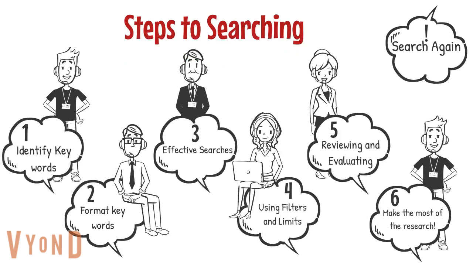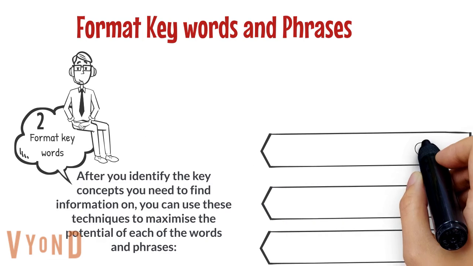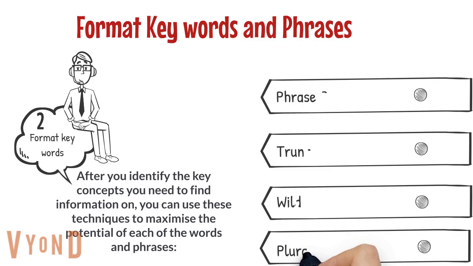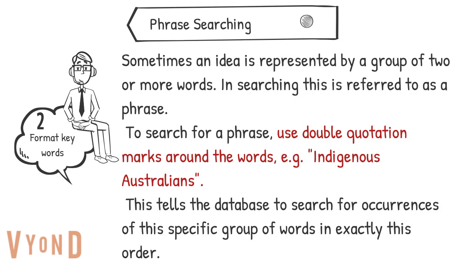The second step is formatting these keywords and phrases using techniques such as phrase searching and truncation. After you identify the key concepts you need to find information on, you can use these techniques to maximize the potential of each of the words and phrases. Phrase searching. Sometimes an idea is represented by a group of two or more words. In searching, this is referred to as a phrase. To search for a phrase, use double quotation marks around the words.